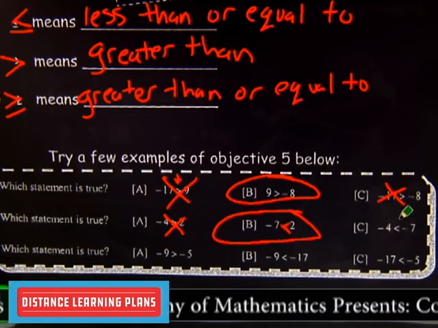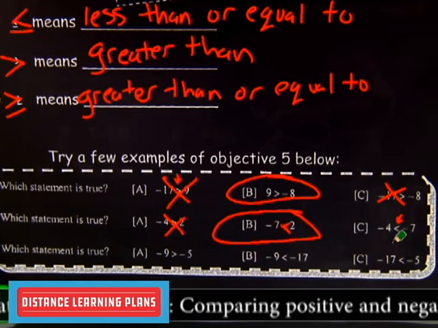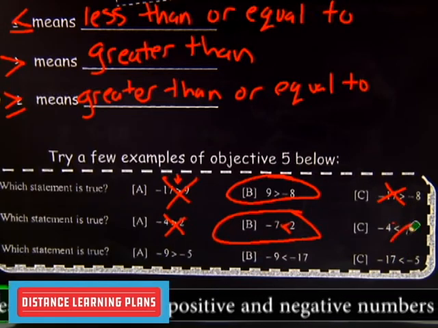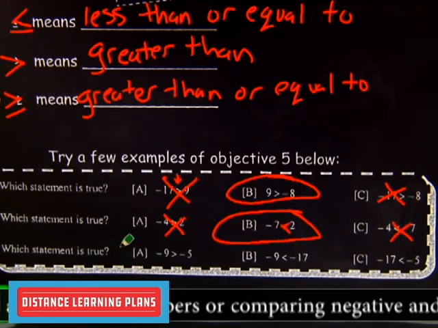This one right here, what's that going to say? It's going to say less than. Is negative 4 less than negative 7? No, the answer is no. Negative 4 is not less than. It's not to the left of negative 7 on a number line.